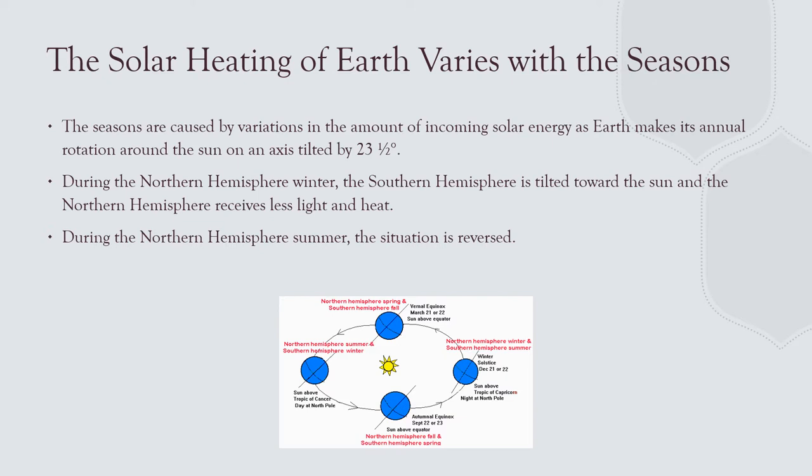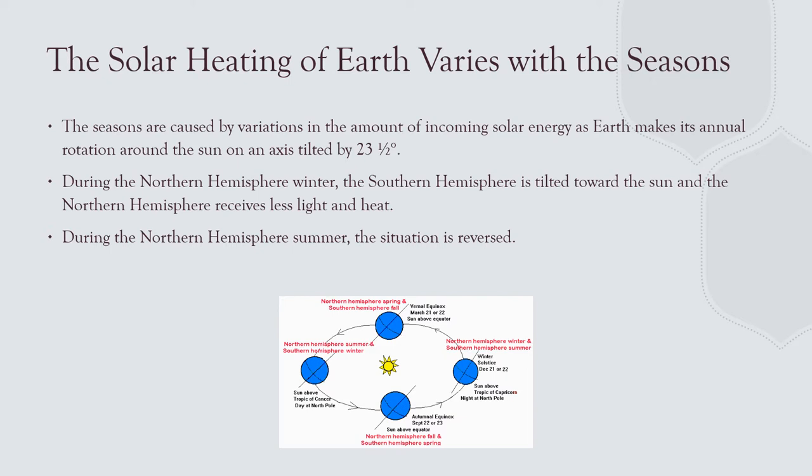You can see Earth's trip around the sun. The axial tilt does not change, but the part of the Earth leaning toward the sun changes. Take a look at the summer solstice. Northern hemisphere, summer; southern hemisphere, winter. You can see the northern hemisphere is leaning toward the sun, getting more direct sunlight. That gives us longer days, warmer days.